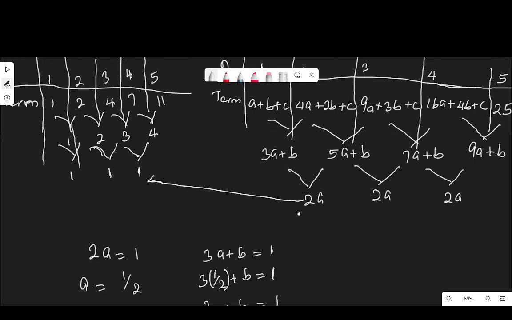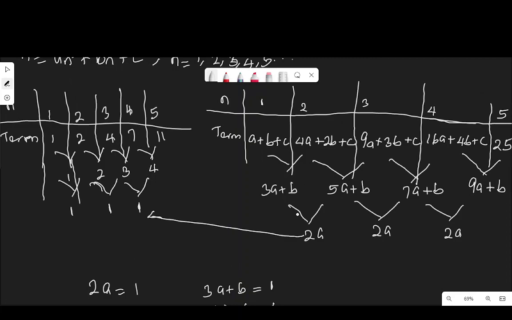We need to find the value of C. For us to get the value of C, we compare this rule with this rule. So here, A plus B plus C corresponds to 1. 4A plus 2B plus C corresponds to 2. 9A plus 3B plus C corresponds to 4, and so on and so forth.